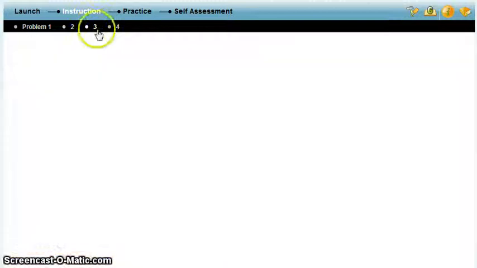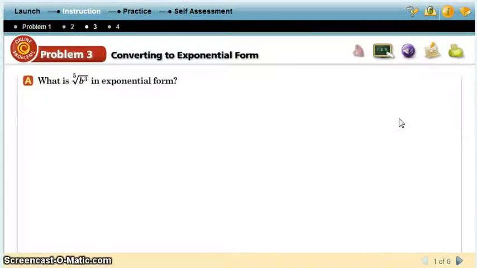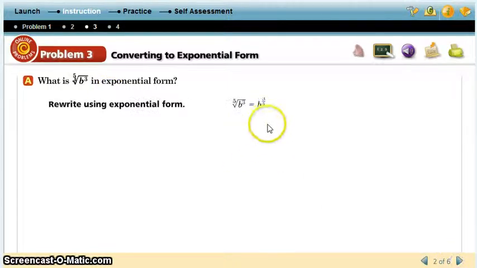All right, so let's look at another example real quick. This one is converting to exponential form. This is really easy. Again, 5 is your index, and 3 is your exponent. So when you rewrite this, 5 should be your denominator, and 3 is your numerator. So just kind of going backwards, you should be able to do that fairly easily.